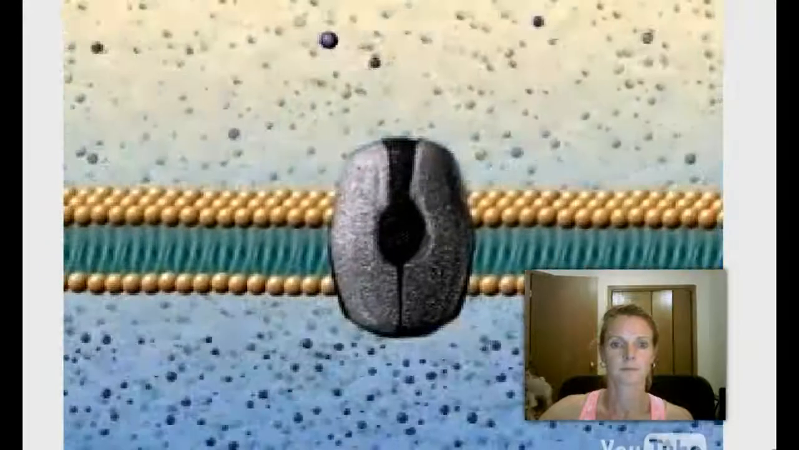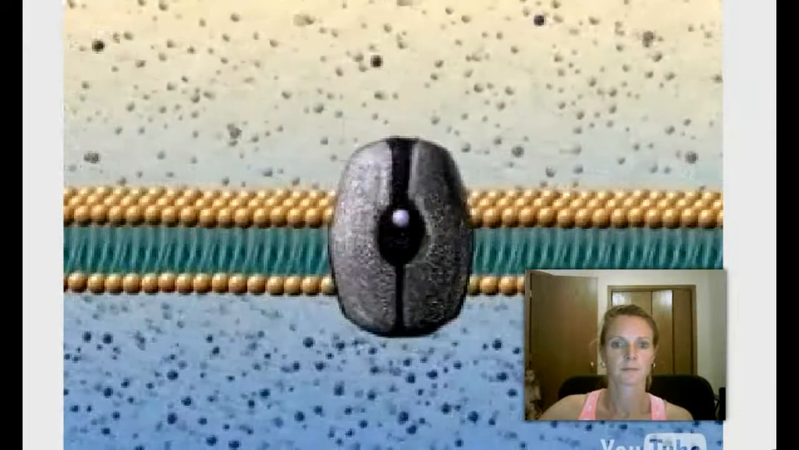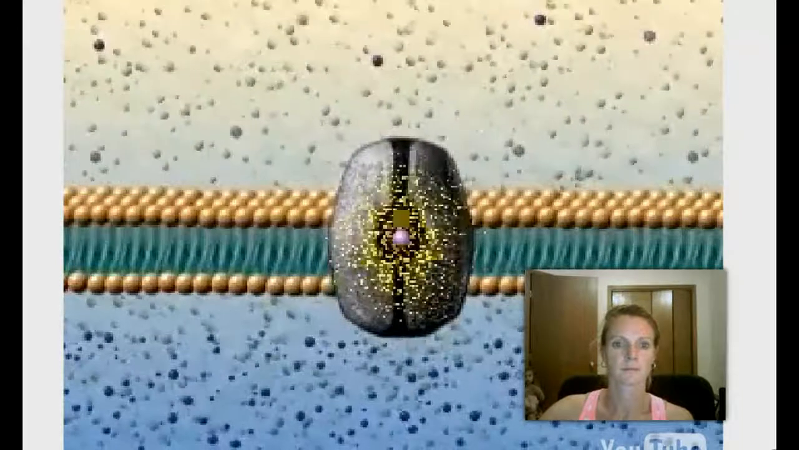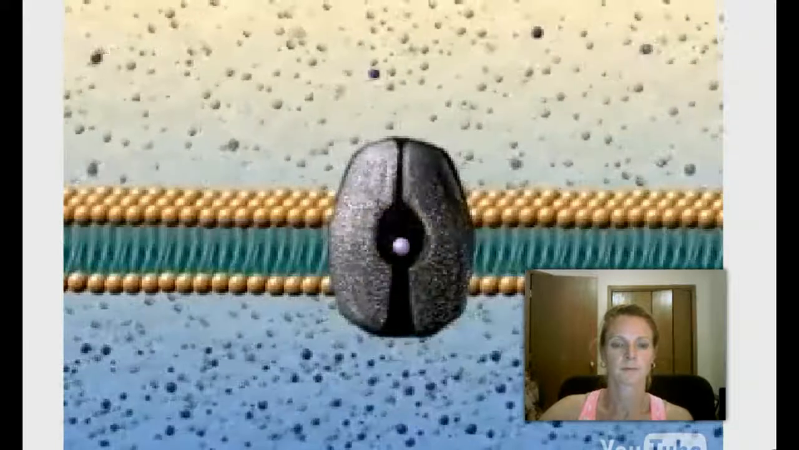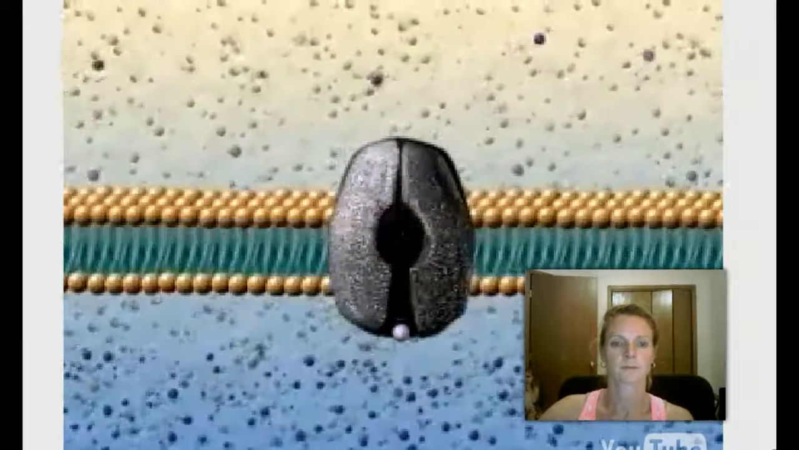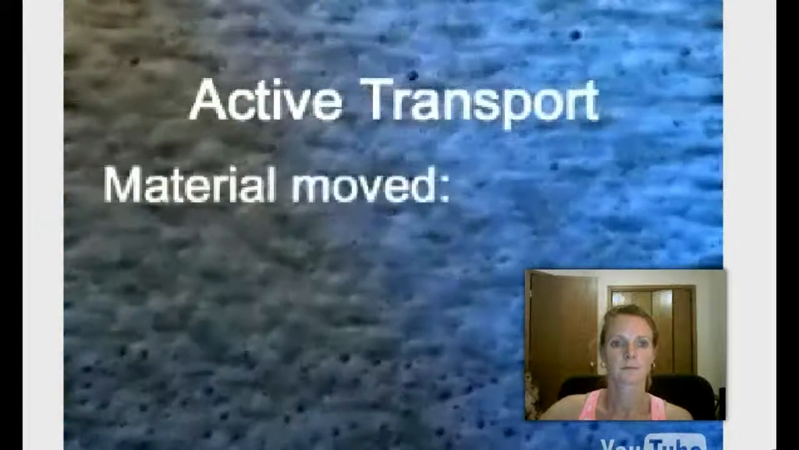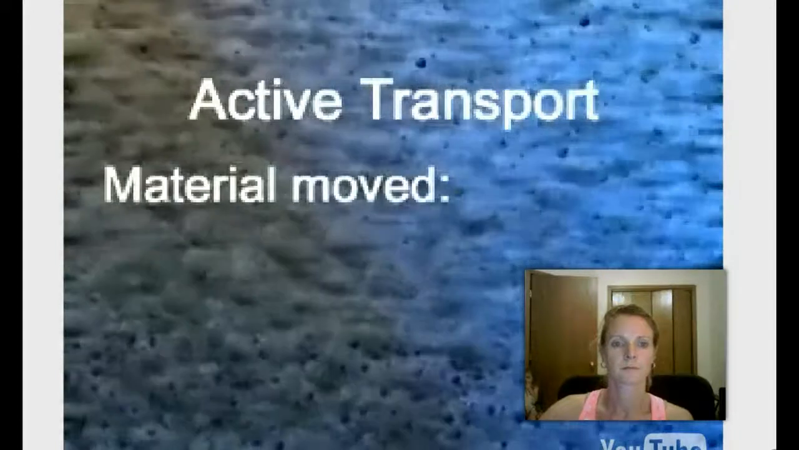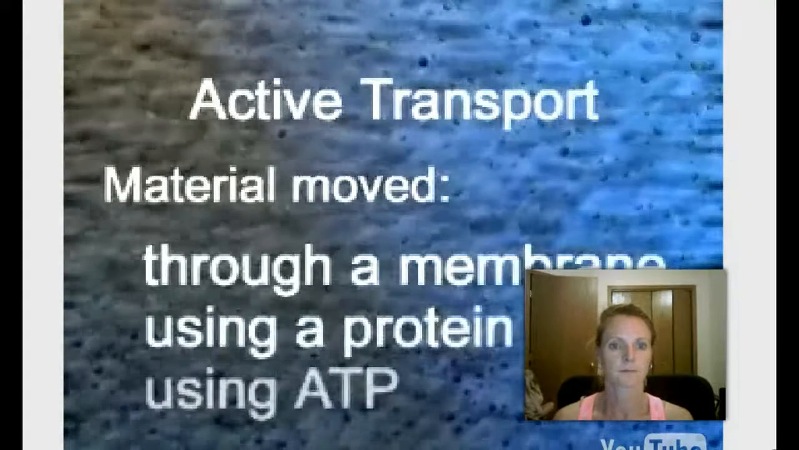However, there are materials that need to be moved against their concentration gradient. This process requires energy, ATP, and protein carriers that are found in the plasma membrane. Defined, active transport is material moved from a low concentration to a high concentration through a membrane using a protein carrier that requires ATP.